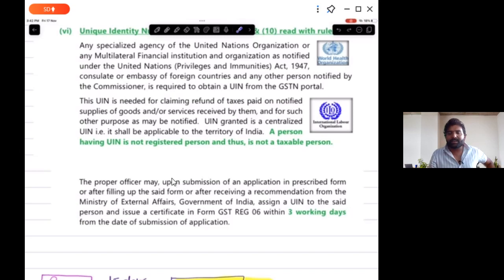So these people get GST refund on the purchases, and that is why they are called UIN holders. Yeah, they are called unique identification number holders, UIN holders.